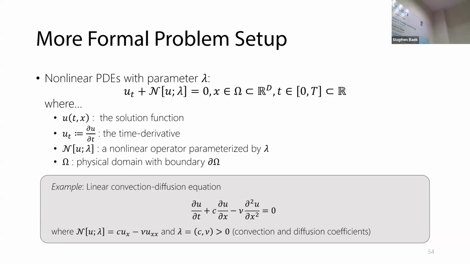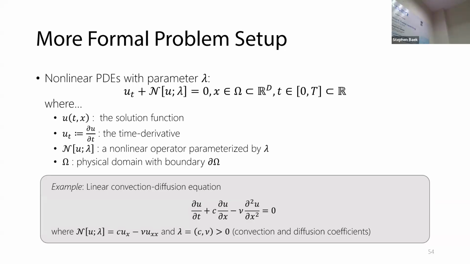And those coefficients will determine how well, for example, a material moves from one location to the other location. So that's the convection coefficient. And then nu determines how certain physical quantities can be passed along from one location to its neighborhood. So that's what's determined by nu.